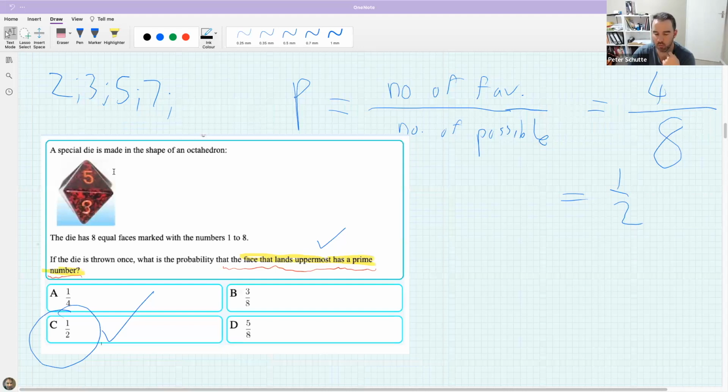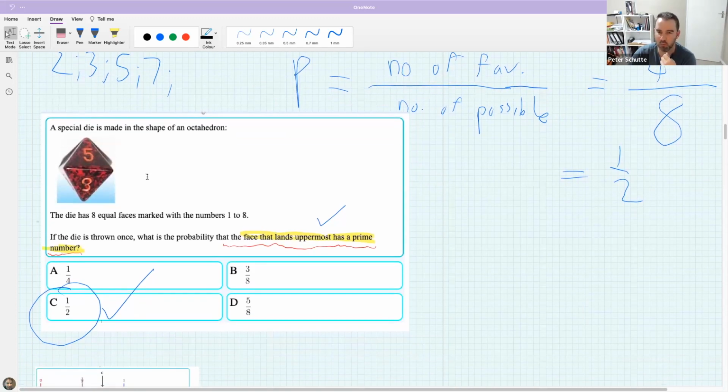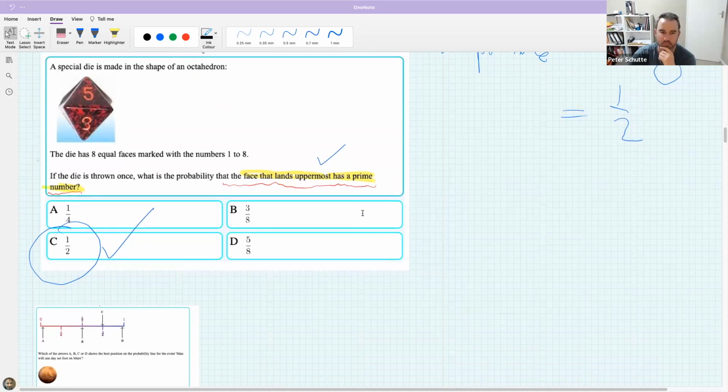Okay, so we're just getting a feel for the main formula in probability. So let's just keep going with these ideas. Give me a thumbs up if you're feeling good. Give me a thumbs down if you're feeling like a bit like, whoa, whoa, whoa.